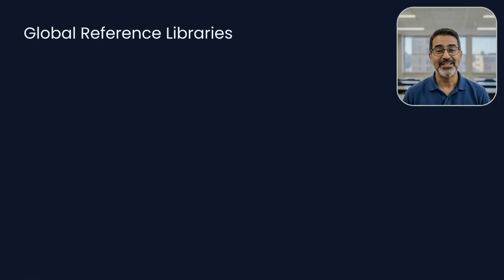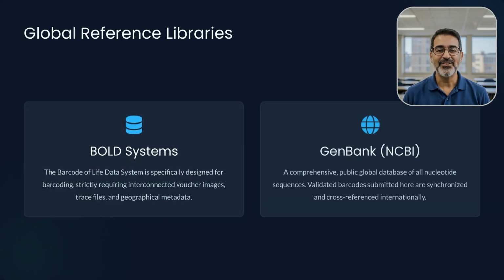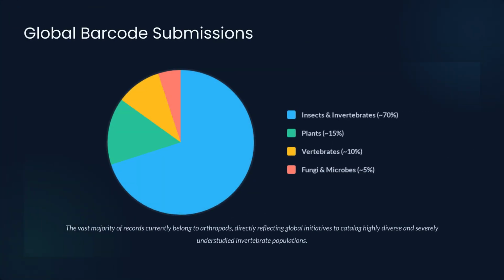Validated data is submitted to global reference libraries. BOLD Systems is strictly for barcoding and requires interconnected data. GenBank is a comprehensive public database where sequences are synchronized internationally. The vast majority of global barcode submissions currently belong to arthropods. This reflects worldwide initiatives to catalog highly diverse and severely understudied invertebrate populations.